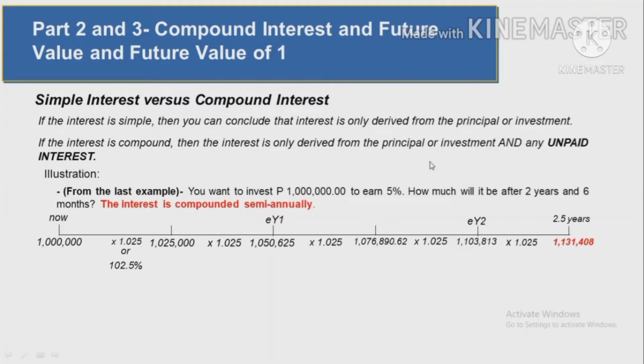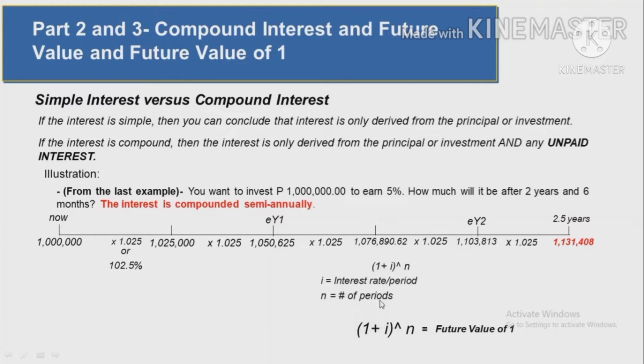When answering the question how much will be the value of the investment after a specified period of time, just like this one, you can answer it with a timeline just like this one. But if we are talking about long periods of time, let's say for example, instead of 2.5 years, we're gonna consider 25 years, then it would be difficult to get the answer through a timeline. Because if that's the case, you're going to consider 50 periods. So if this is the case, we can use the future value of 1. What is this? This is simply the formula (1 + i)^n, where i is the interest rate per period and n is the number of periods.